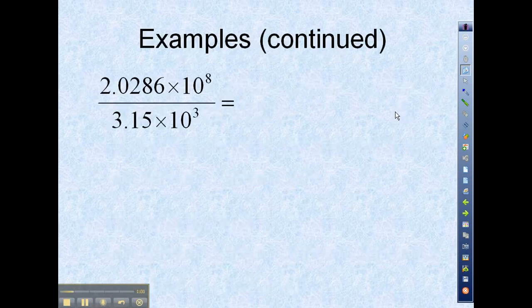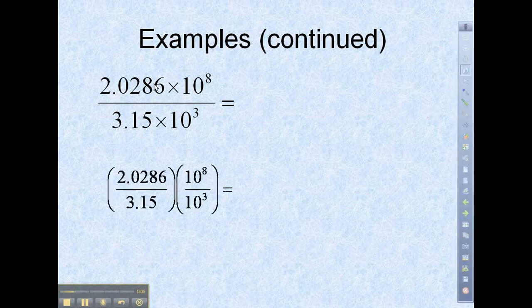Oh, let's do a little division here. Okay. What I'm going to do is I'm going to bust this apart. I'm going to put those factors together, and I'm going to put these powers of 10 together like this. Because if you did tops times tops and bottoms times bottoms, you get back to this. With me so far? I'm going to take 2.0286 and divide by 3.15, and I get 0.644.